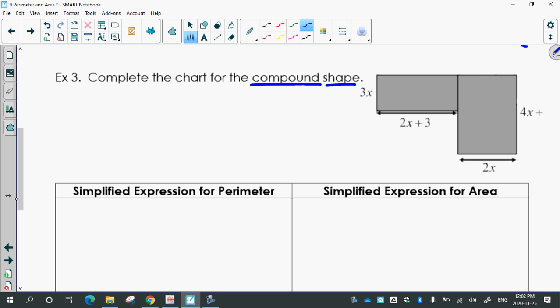And if you want to do the area first. You want to do perimeter? Okay, so perimeter, it doesn't matter, but we're going to do this one together. So the next one that you do on your own.